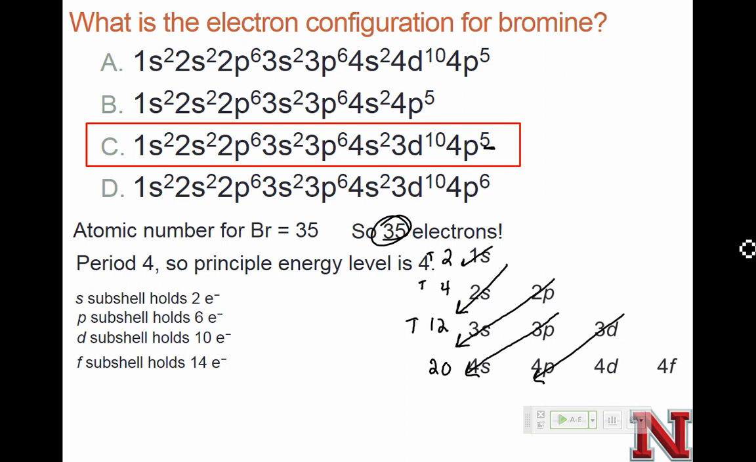And again, if you add up all of these superscripted numbers, it will come out to your total amount of electrons. That's really important. If you look, this one comes out to 36. So that's too many electrons. We're mapping out the actual amount of electrons in our group.